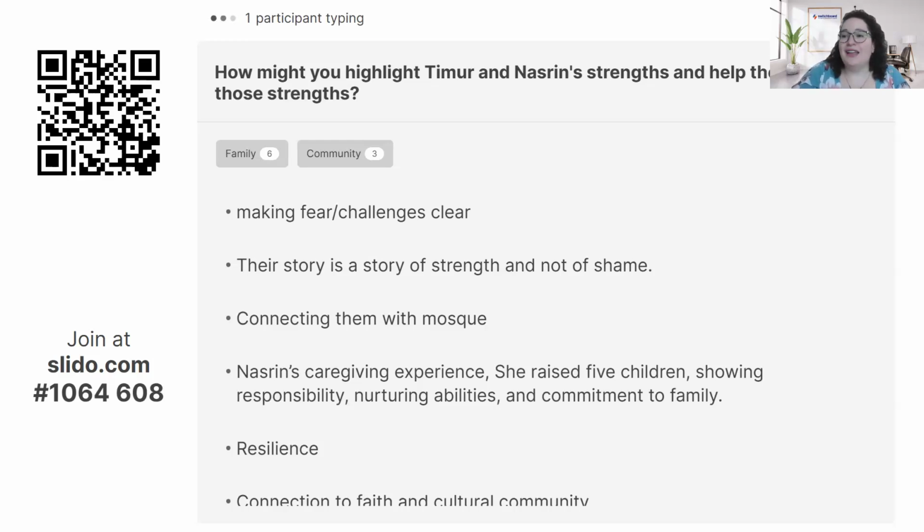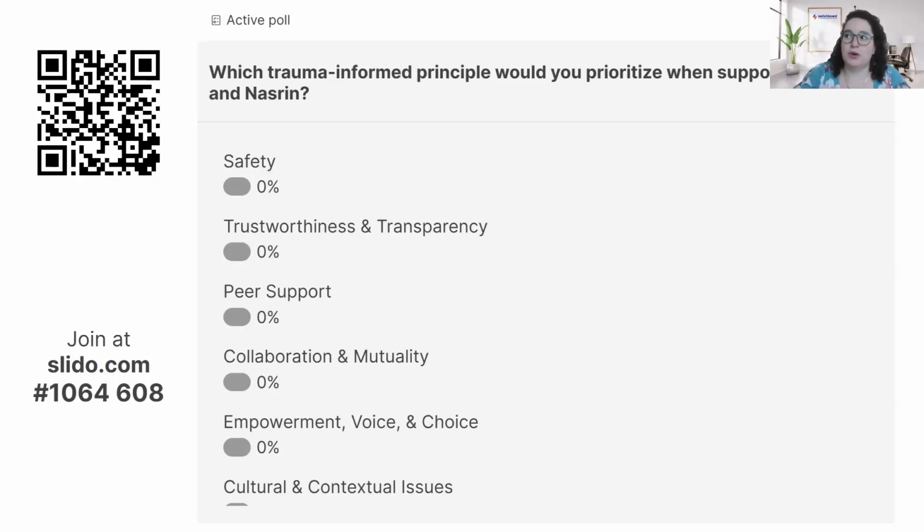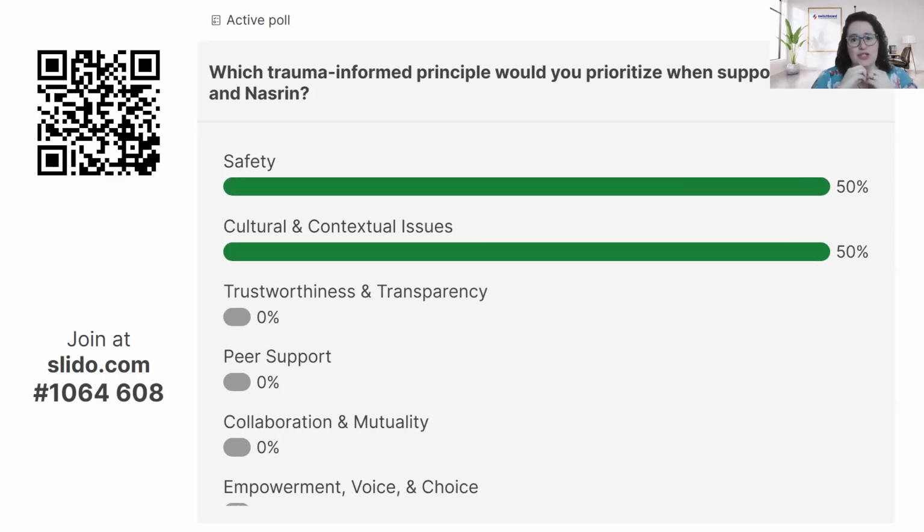Beautiful. So with that, let's move into the last Slido for this section, which is: which trauma-informed principle would you prioritize when supporting Timur and Nasreen? So in this case, you're going to choose one of these. I know that all of them are helpful. We want to keep all of them in mind. But thinking about their case, which of these principles feels like the first thing or the priority thing that I want to use when supporting Timur and Nasreen? Thinking about their strengths and their challenges.